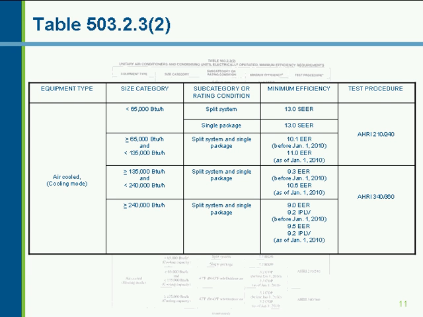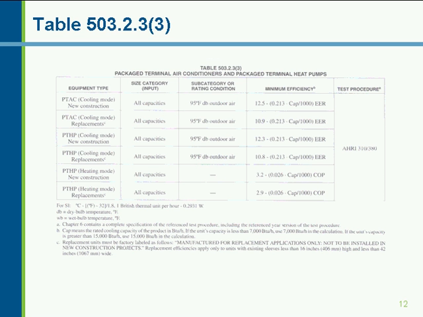In this case, the metric is SEER, EER, IPLV, and then the test procedure, AHRI or ASHRAE standard test procedure, is referenced. This table, 503.2.33, is for packaged terminal air conditioners and heat pumps. Similar layout: the equipment type, the size capacity, the rating condition, the efficiency requirement, and the test procedure.